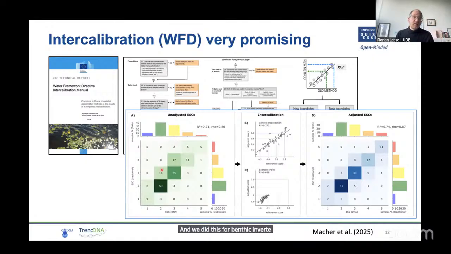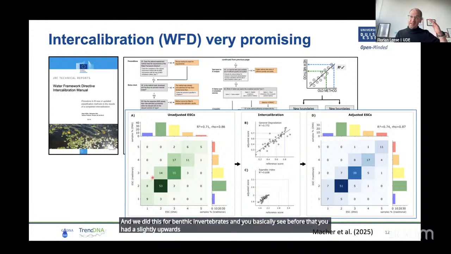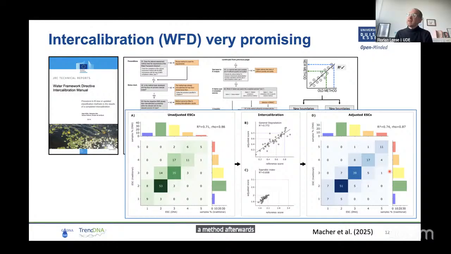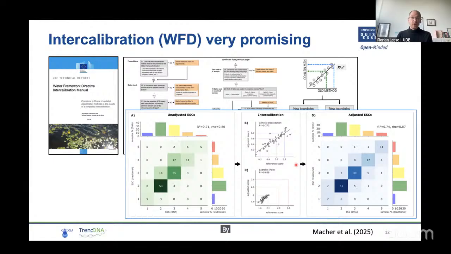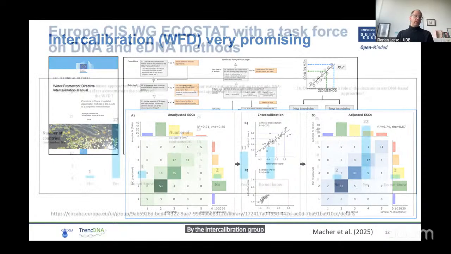And you basically see before that you had a slightly upwards biased assessment with DNA tools. If you apply the proposed method afterwards, you have an intercalibrated, I mean, we are not allowed to intercalibrate, but we can show that it technically works. The official procedure needs to be done by the intercalibration group of the Commission.